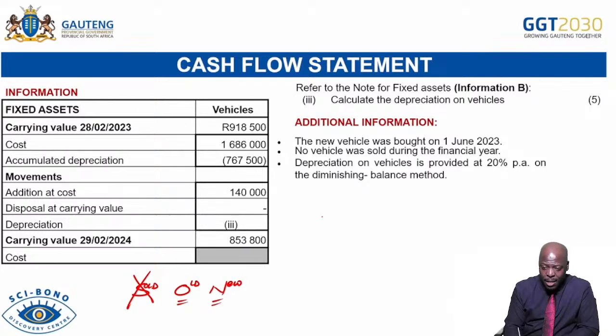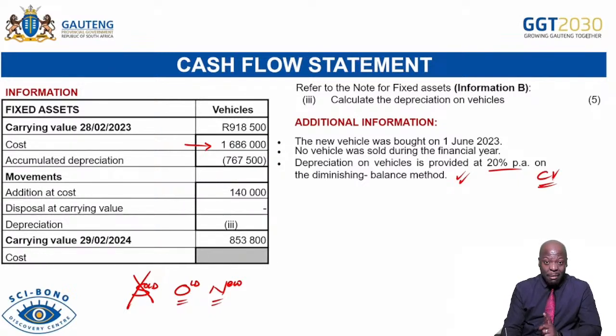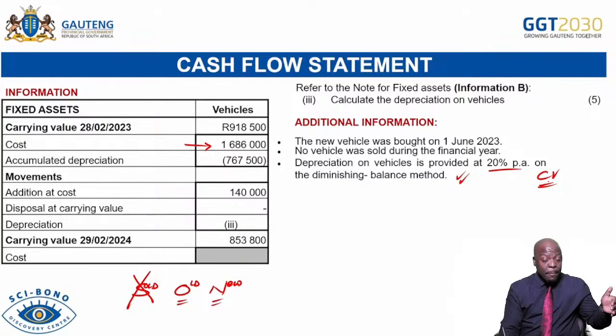Can I start? Okay. So with the old, it means I'm looking here at the beginning. The old, that is my cost. How much is that? 1,686,000. Okay, that is the cost. But which method of depreciation are we using here? Depreciation on vehicles is provided at 20% per annum on the diminishing balance method. That means I'm going to need my carrying value. Do you know how to get a carrying value? Remember, we've just done it. Cost minus accumulated depreciation gives you carrying value.